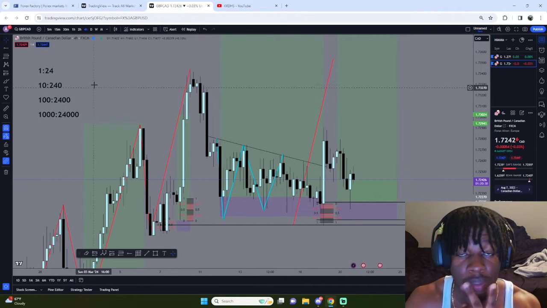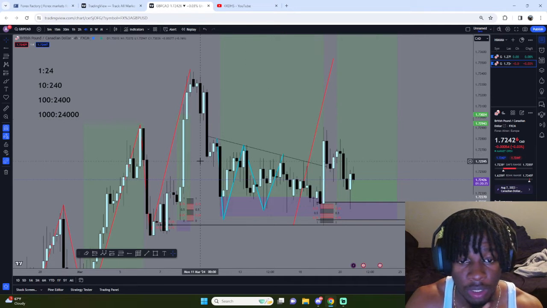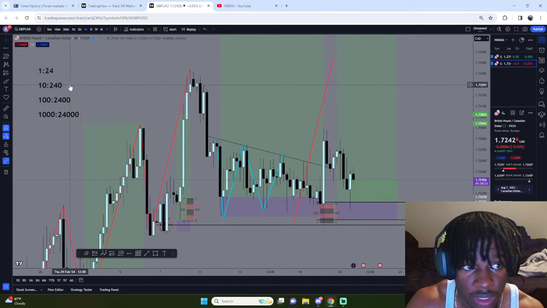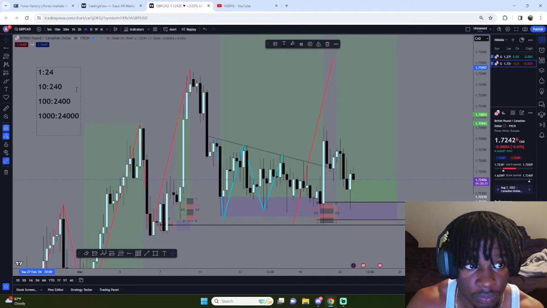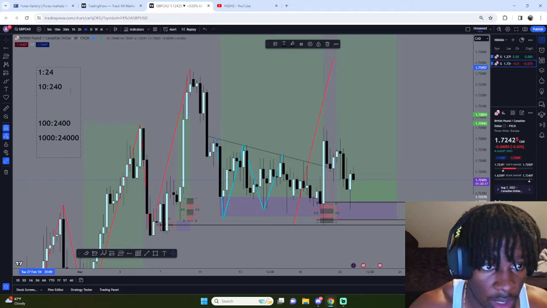Y'all, I had 2 positions in with this trade that I lost. Meaning that the same $20 that I would have risked, right? The same $20 that I risked with that trade.